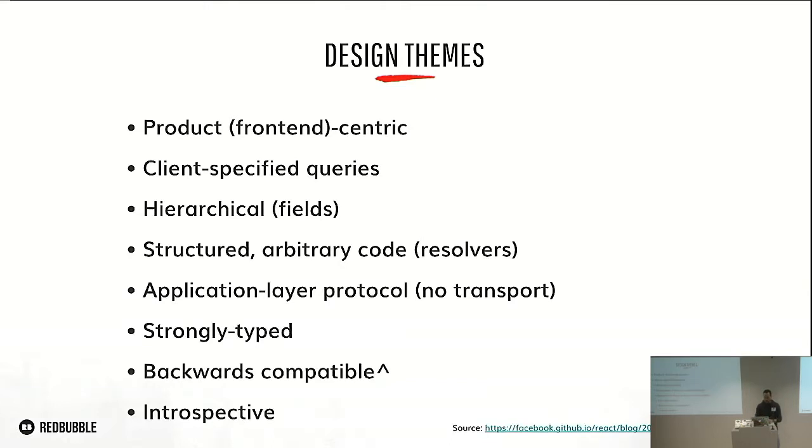the app. It's hierarchical. GraphQL calls these things fields, so they're nested hierarchies. It's structured. You can execute arbitrary code at different elements within your query, and that might sound really freaky, but I'll show you what that means in a sec. It's an application layer protocol, so it's transport agnostic. It doesn't talk about transport, it doesn't care about JSON, it doesn't care about protobuf, it doesn't care about HTTP.